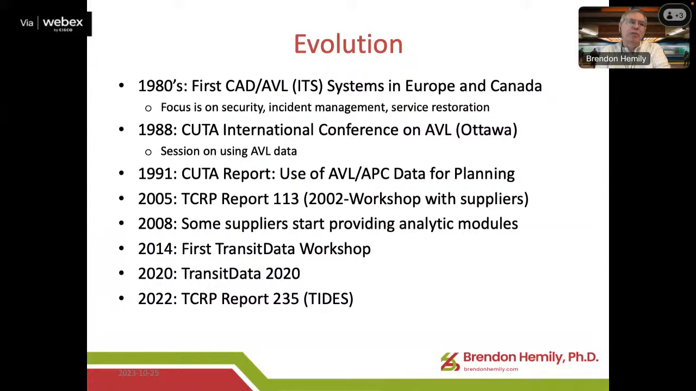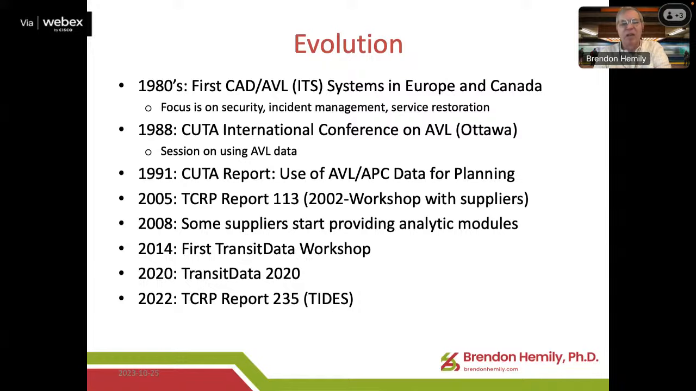But the evolution's been slow. The seminal project was TCRP Report 113, which I was part of the team, led by my colleague Peter Firth. A couple of years later, it took some more time, some suppliers started providing analytic modules. In 2014, the first Transit Data workshop brought together a bunch of academics interested in applied research using AFC data. And then finally, Transit Data 2020, and a couple of other TCRP reports of considerable interest.